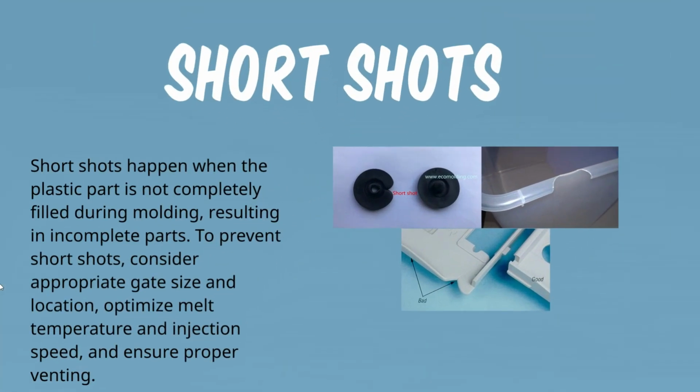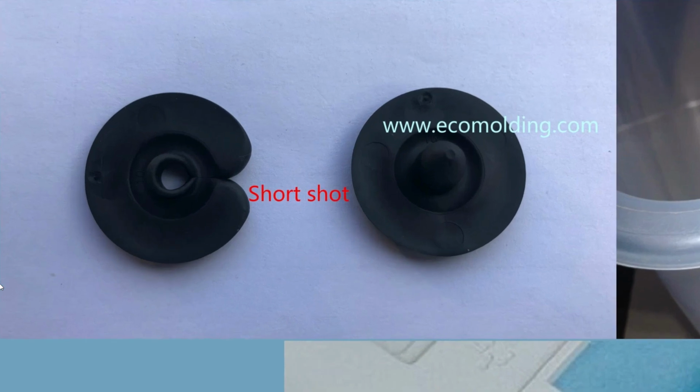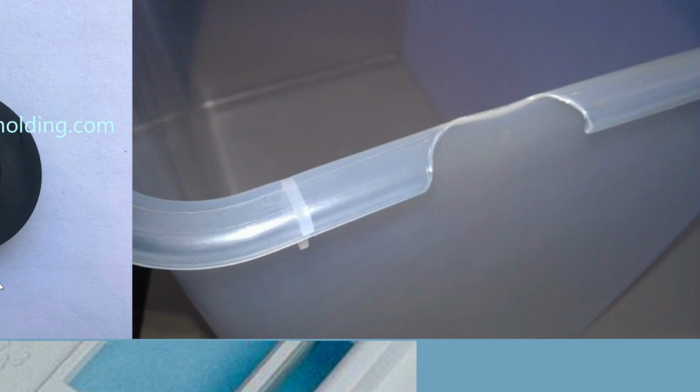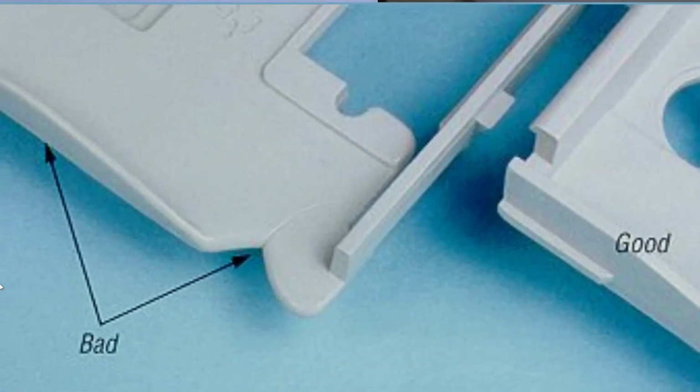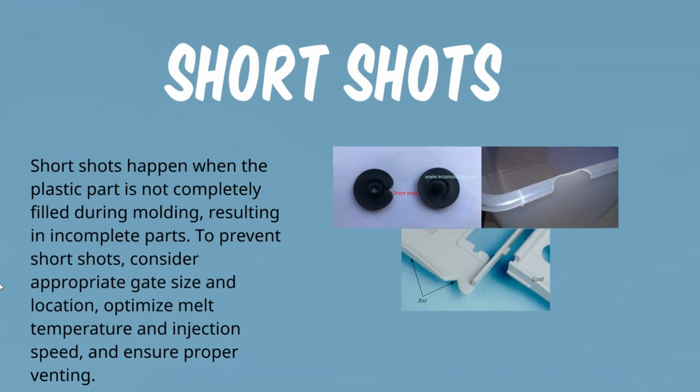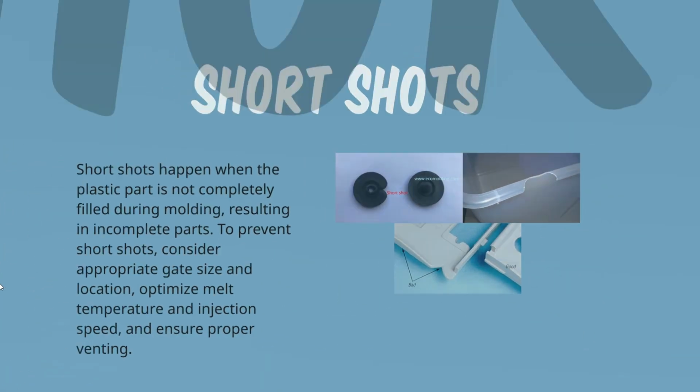5. Short shots. Short shots happen when the plastic part is not completely filled during molding, resulting in incomplete parts. To prevent short shots, consider appropriate gate size and location, optimize melt temperature and injection speed, and ensure proper venting.